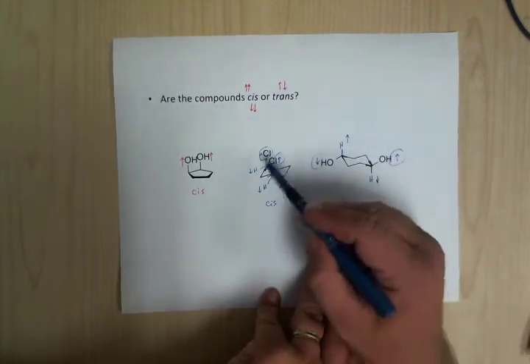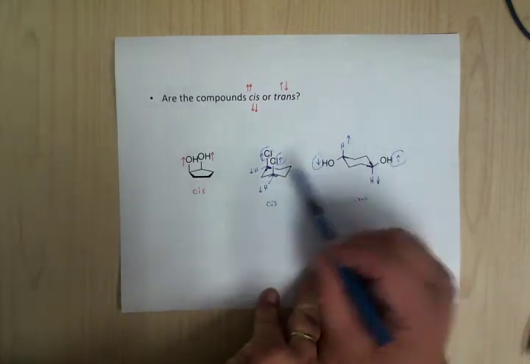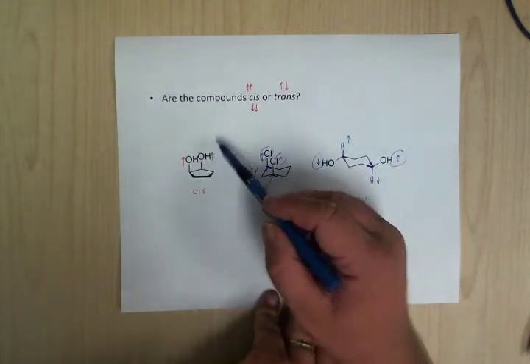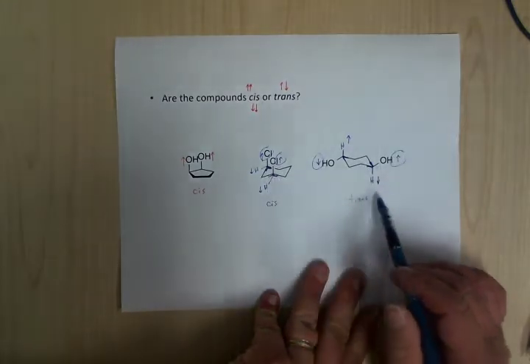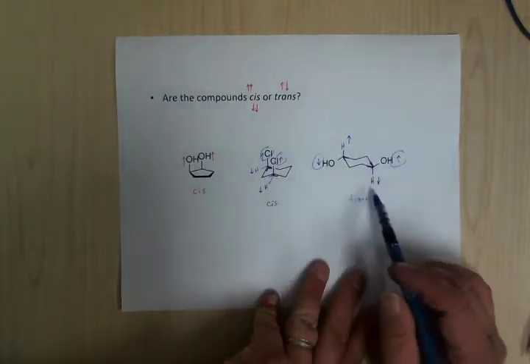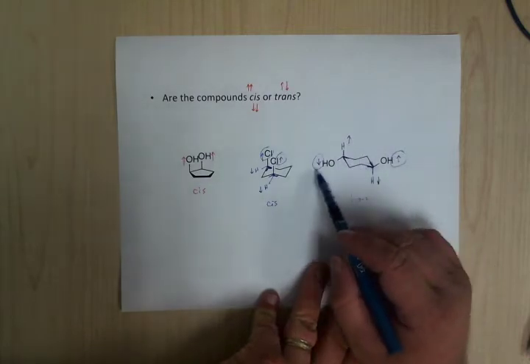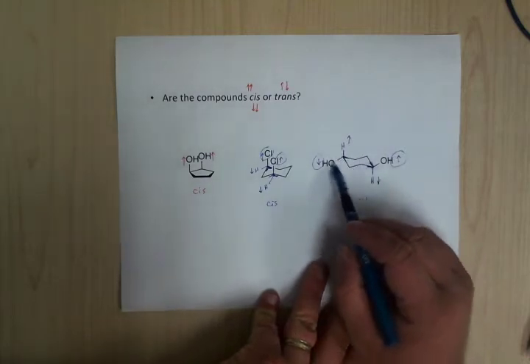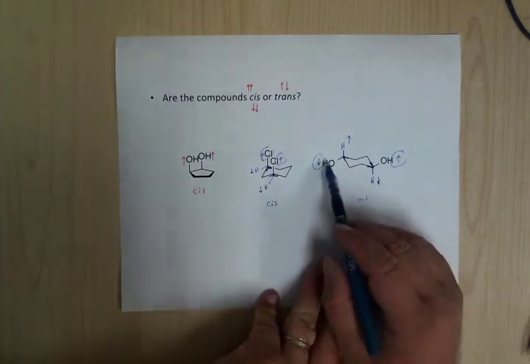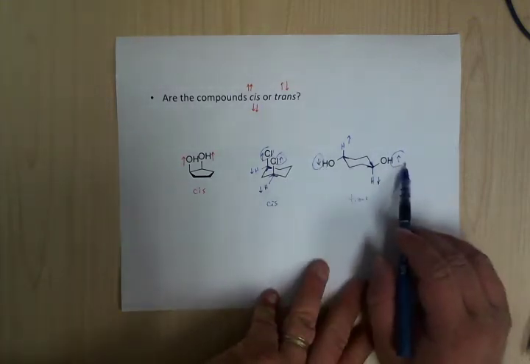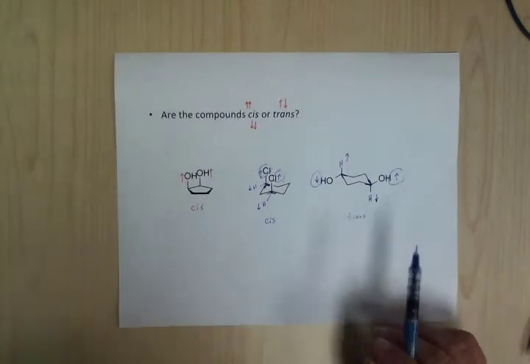So be careful. In here, put in your hydrogens. For the cyclopentanes, not a big deal. But for the cyclohexanes, it's usually a good idea to go ahead and put in the hydrogen so you know which one's up and which one's down between the hydrogen and the group you're interested in. Then compare down, down, up, or up, up, depending on what it is.